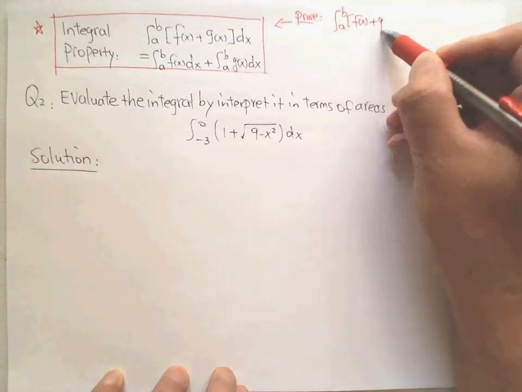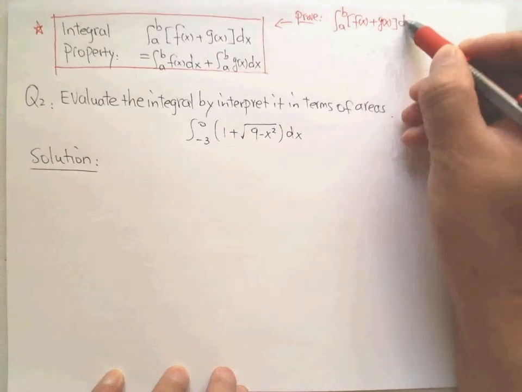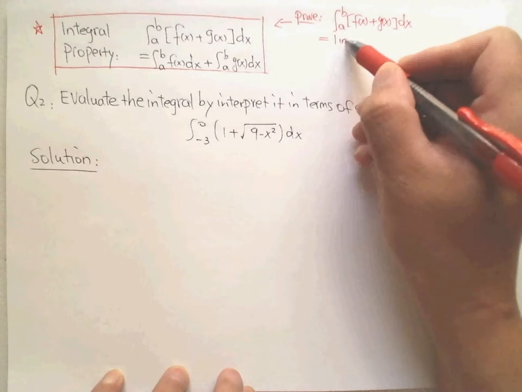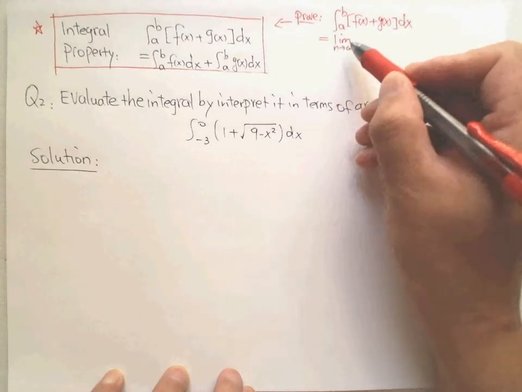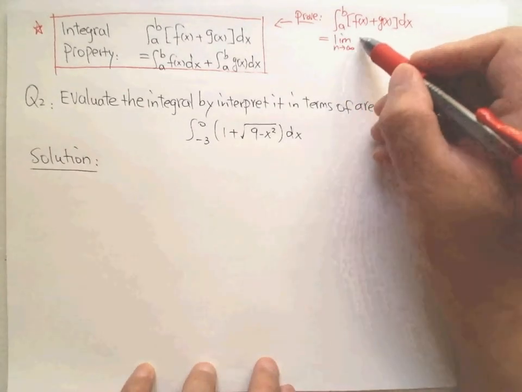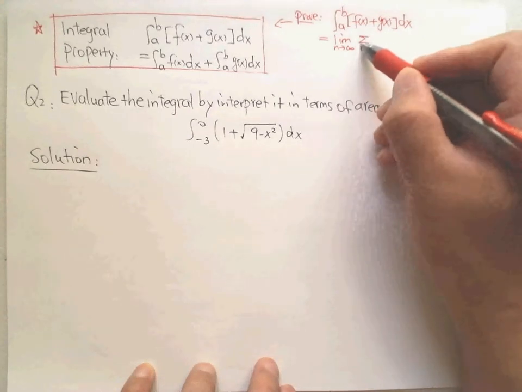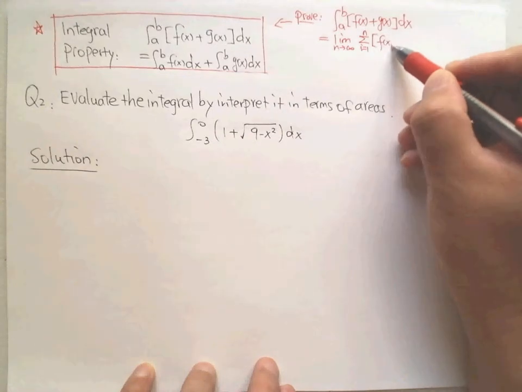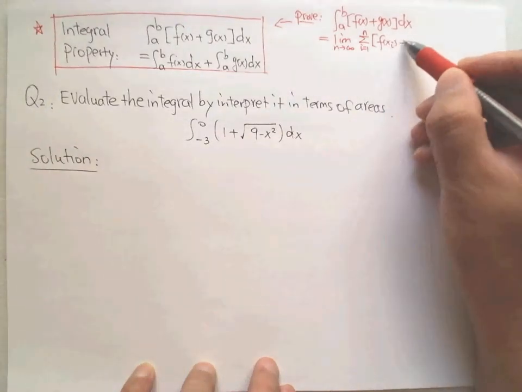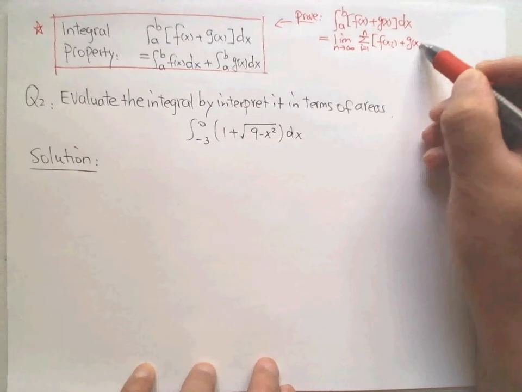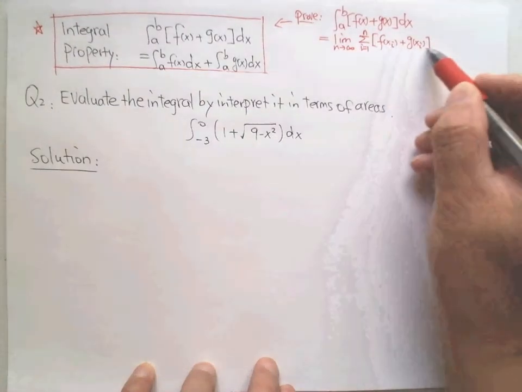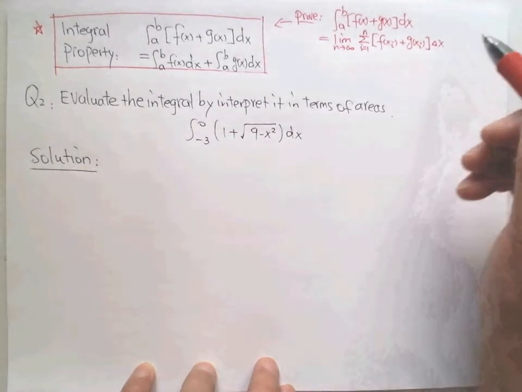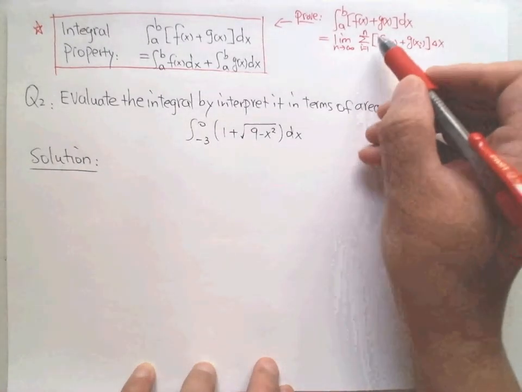f plus g, right? So I have to use the definition. The limit definition is this: n approaching infinity, sigma i from 1 to n, and then f of x i, the dividing point, plus g of x i. This is the integrand, right? And then times delta x. That's the definition. And remember this.